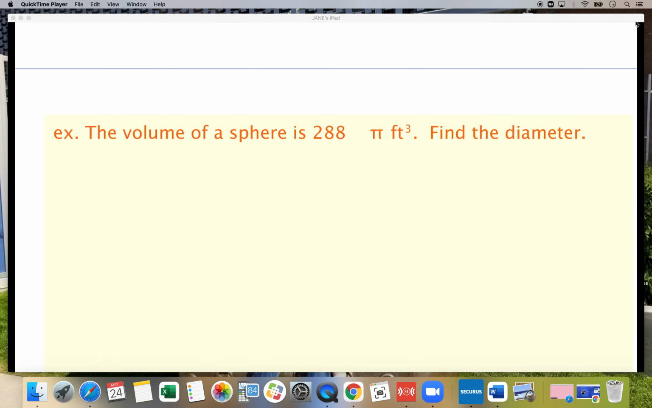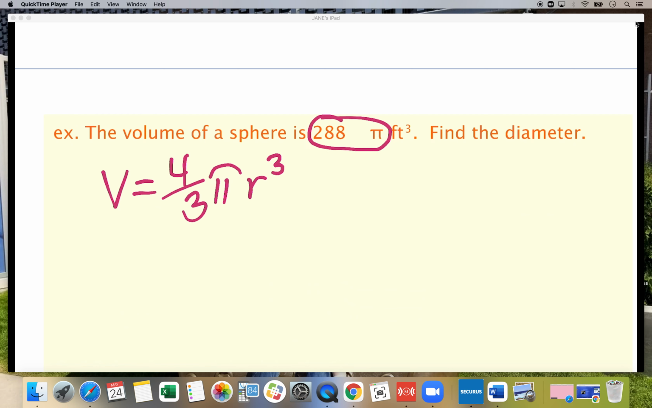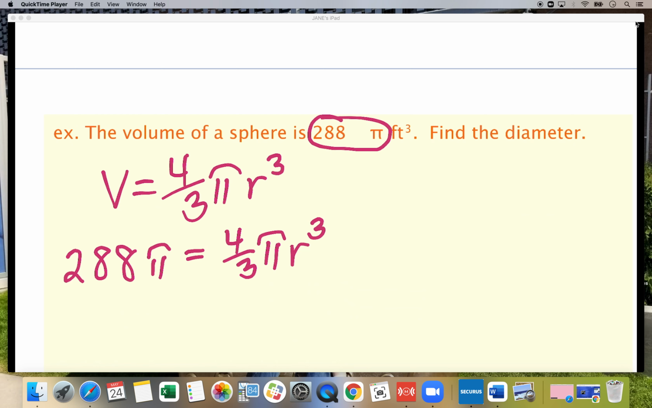So I work backwards. Okay, this one, it says the volume of the sphere is 288 pi, and they ask us to find the diameter. So again, what I'm going to do is take that formula that they gave us, volume equals 4/3 pi r cubed. They're telling me the volume is this. So I'm going to take 288 pi equals 4/3 pi r cubed. And I've got to try to find the radius, and then that will help me with the diameter. So what I'm going to do first of all is divide both sides by pi.